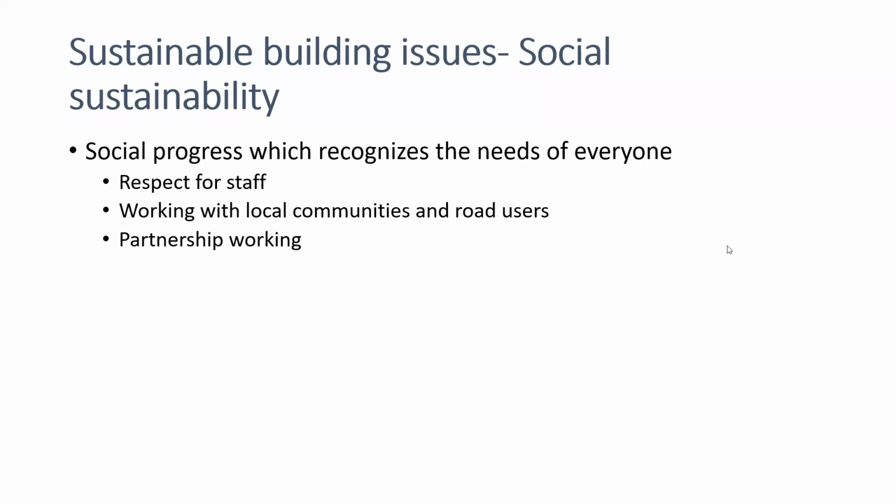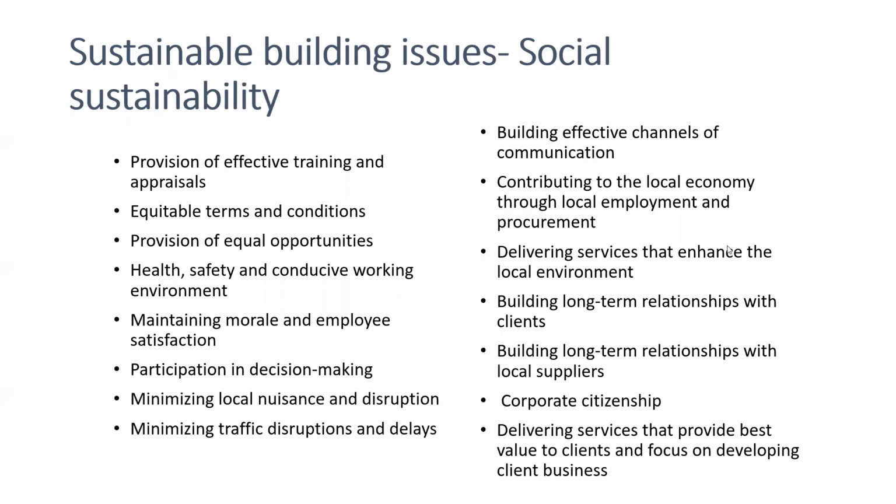So when we discuss the issues on the social sustainability, the main issues are provision of effective training and appraisal. We should give effective training and appraisal to those staff members in order to deal with the other people. Equitable terms and conditions, provision of equal opportunities. So all the staff members or the workers should feel that they have equal opportunity to engage with the work as well as for the promotions.